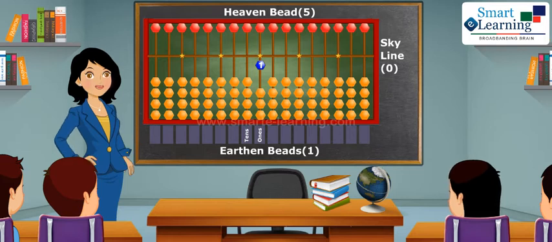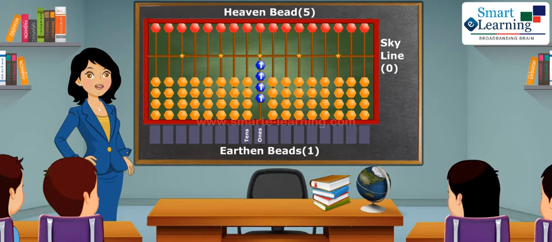Step 2. To show 2, we will bring one more bead upwards. It shows 2. To show 3, bring another bead up. This is number 3. To show 4, take another bead upwards. When all the earthen beads touch the skyline, it symbolizes number 4.